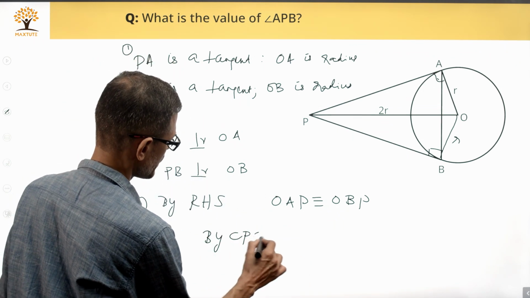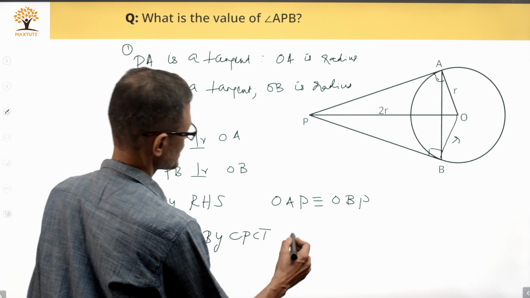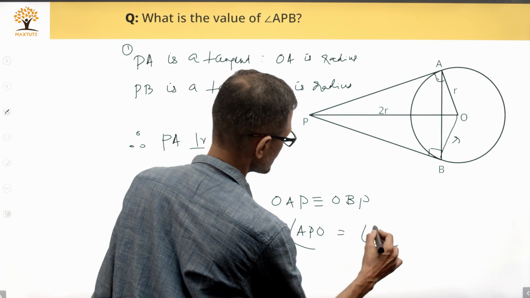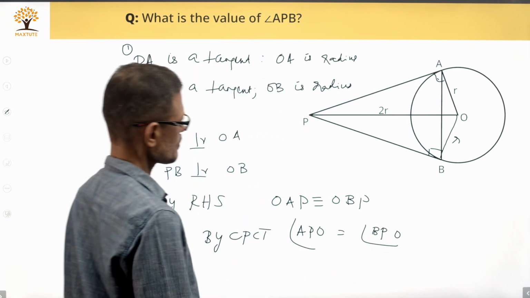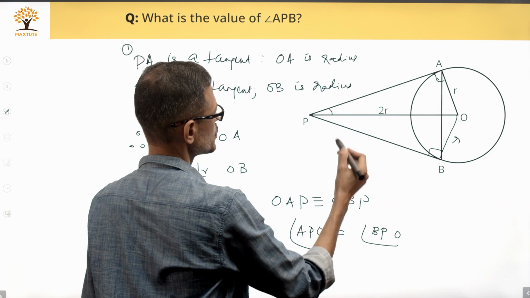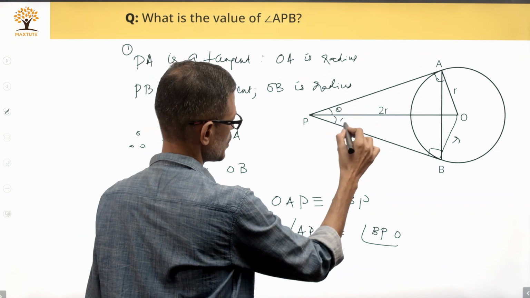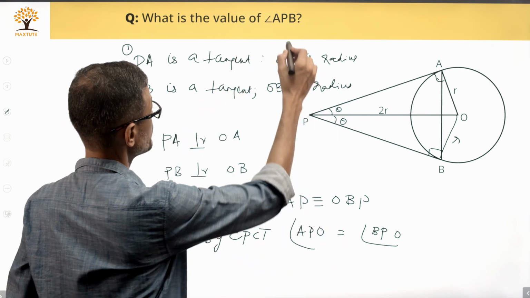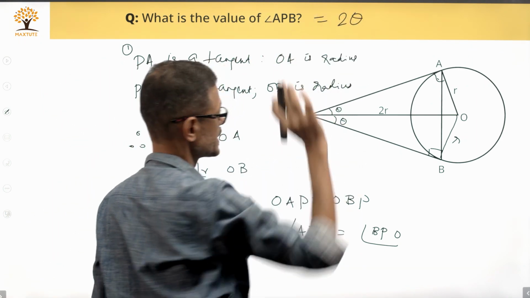By corresponding parts of congruent triangles, we can say that angle APO is equal to angle BPO. So, if I call this angle theta, this will also be equal to theta. So, what are we trying to find out? We are trying to find out angle APB, which is equal to 2 theta.